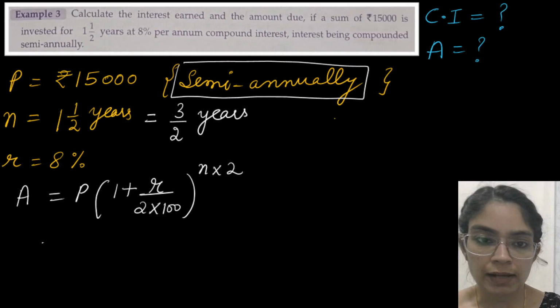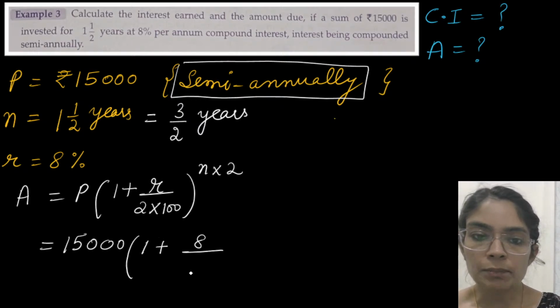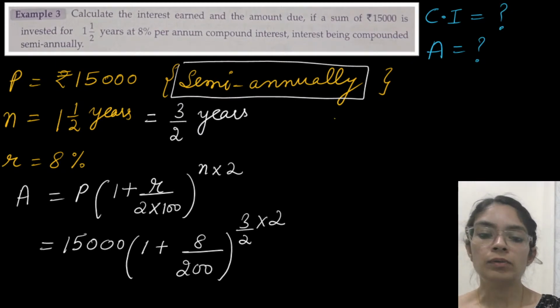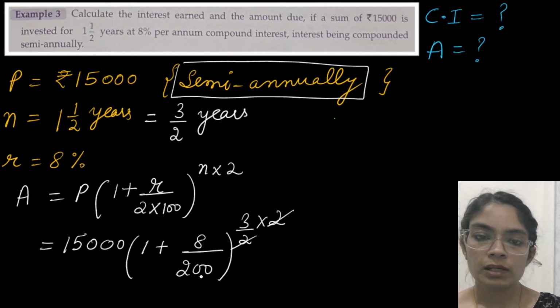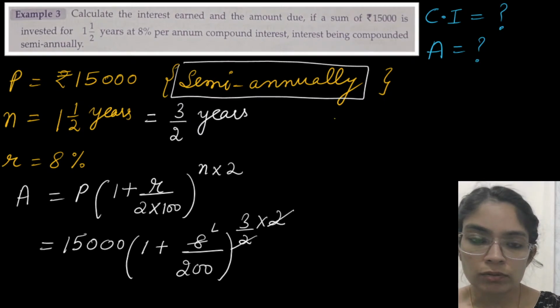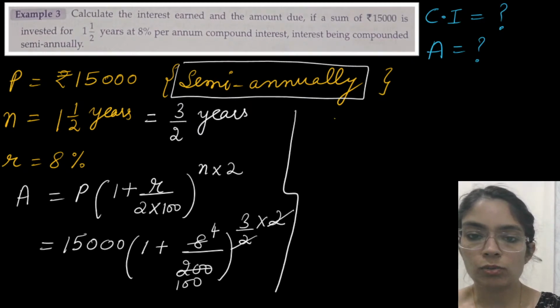Now let me substitute the values. P's value is 15,000. 1 plus R, R is 8. 8 by 2 into 100 is 4 by 100. N is 3 by 2, so exactly 3 by 2 we have to write into 2. Now if you want to do cancellation, this 2 and 2 will get cancelled. Here also, 2 into 4 is 8, 2 into 100 is 200. So I will not do more cancellation.